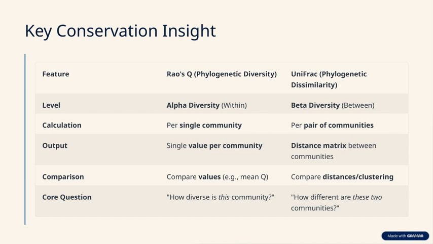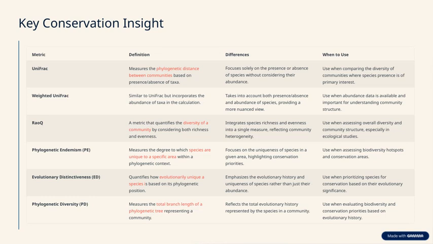And at the core, these measures answer some fundamental questions. For example, how diverse is this community? Or how different are these two communities? These insights are crucial for informing conservation strategies, helping us identify which communities might need more protection or which are particularly unique. Let's take a closer look at some key conservation metrics and what they tell us about biodiversity.